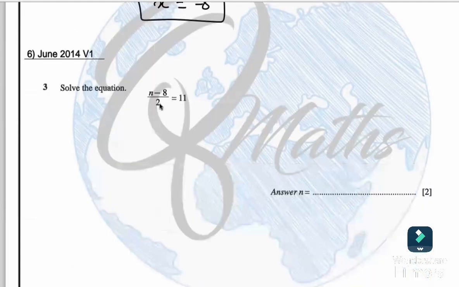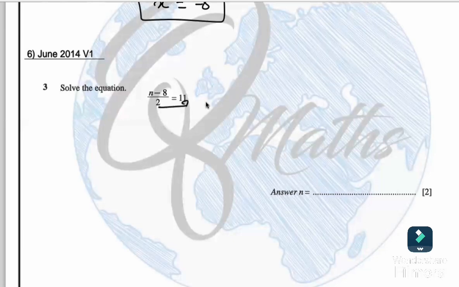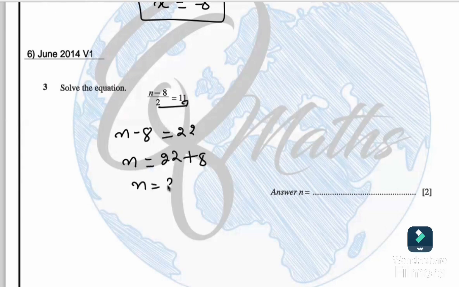So next number, question number 3, (n minus 8) divided by 2. So I will multiply. As I told you, division will become multiply when you move to the other side, isn't it? Therefore, n minus 8 is equal to 22. Therefore, n is equal to 22 plus positive 8. Therefore, n is going to be 30.